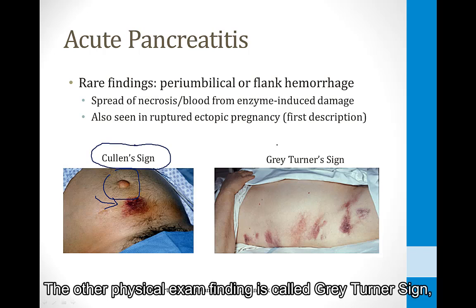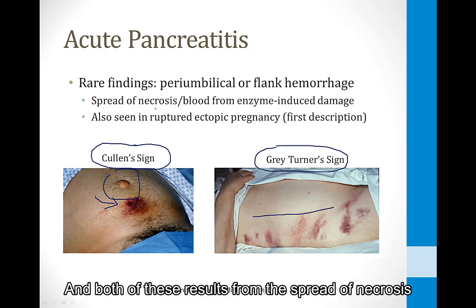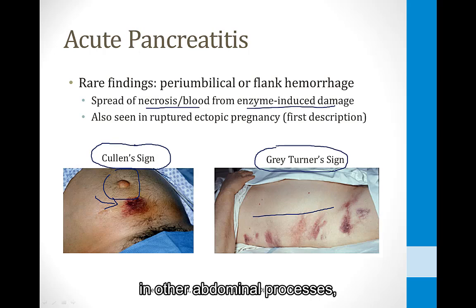The other physical exam finding is called Gray-Turner sign. This is hemorrhage under the skin in the area of the flank. And both of these result from the spread of necrosis and blood from the pancreas due to enzyme-induced damage. And you can see both of these findings in other abdominal processes. Both of them were first described in a ruptured ectopic pregnancy.